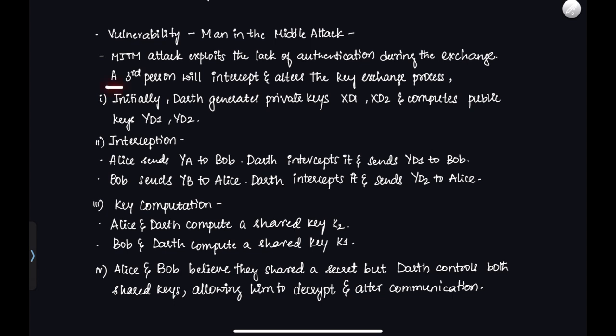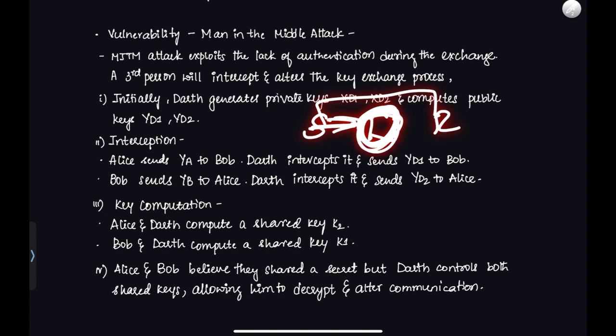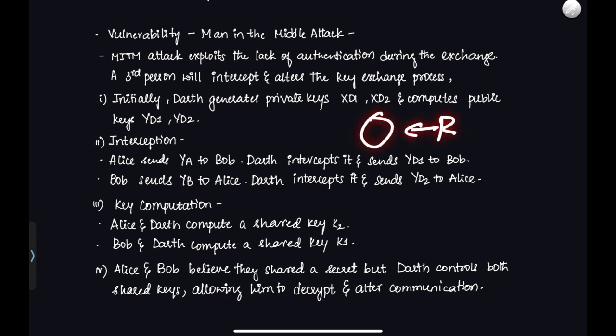There will be a third person who will intercept and alter the key exchange process. So a third person will be there between the sender and receiver. This third person will take the signals from the sender, deduce some content from it, and give it to the receiver in his or her own desired format. Now the receiver will give the response. Again, he'll interpret it and give whatever he has to show to the sender accordingly. So the man in the middle attack is a greater vulnerability.